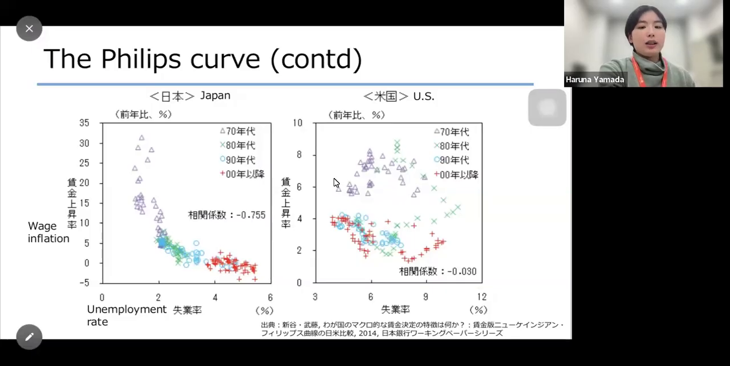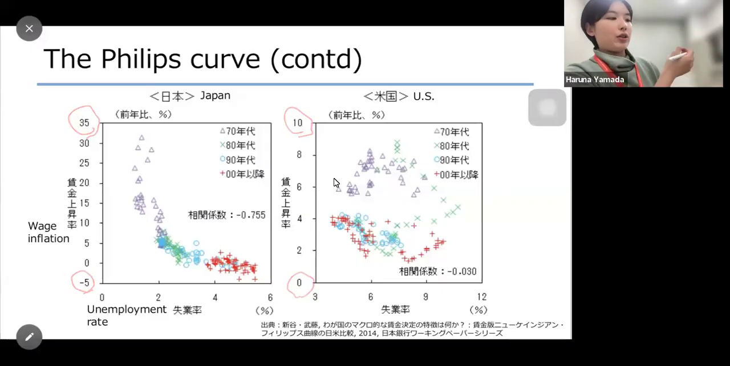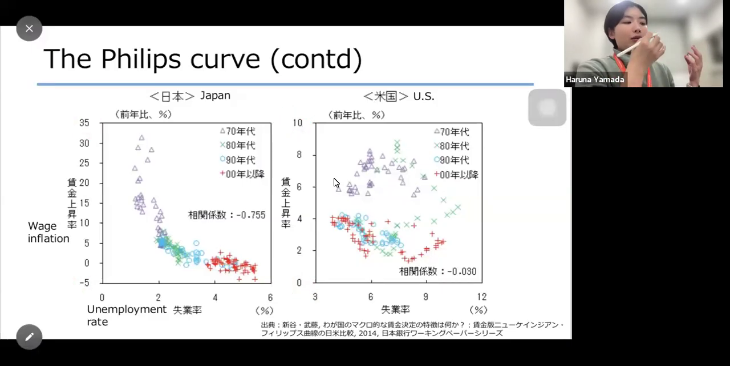If we see the vertical axis, then wage inflation in Japan is minus 5% to 35%, and in the US it is 0% to 10%. So therefore, Japan faces higher wage inflation than the US.